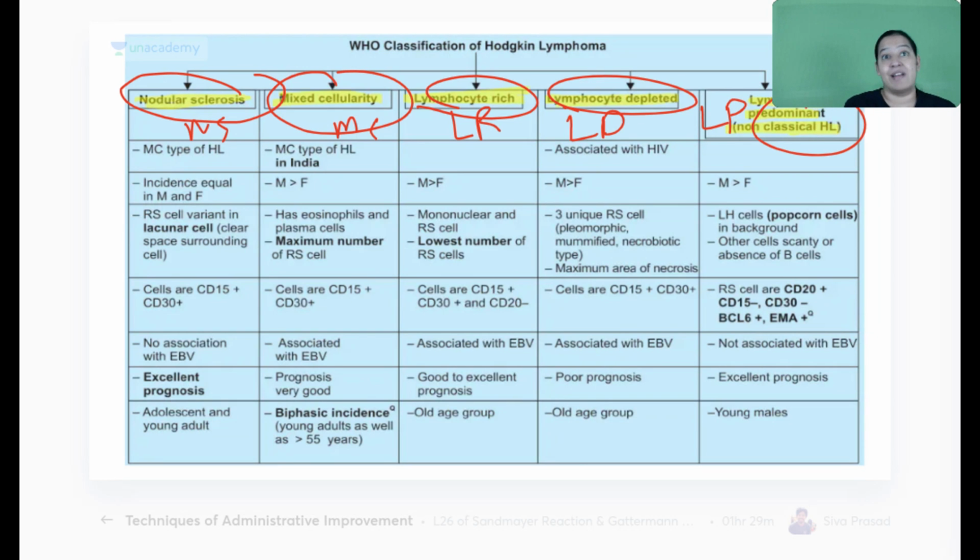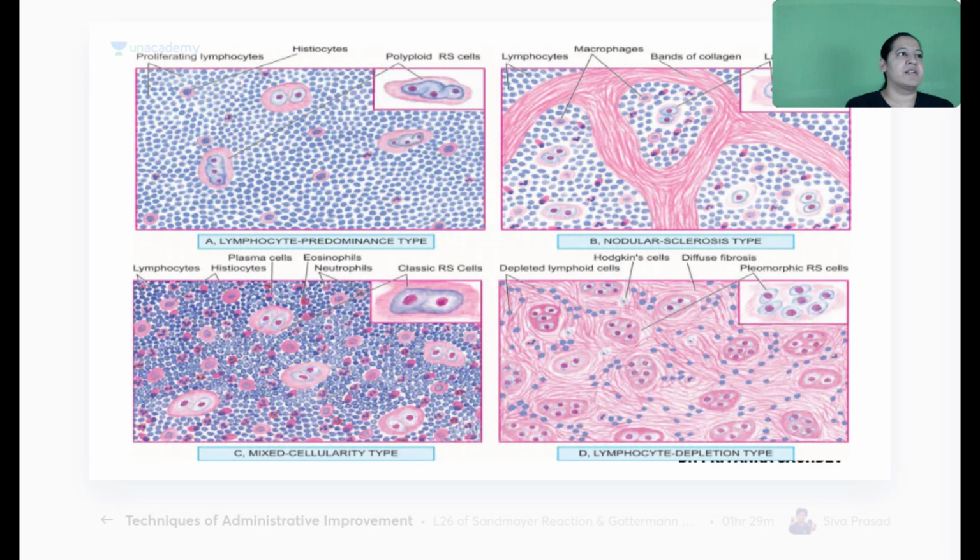All of them have RS cell, but different types of RS cell. The nodular sclerosis type has lacunar type of RS cell. Mixed cellularity and lymphocyte rich both have classical type of RS cell. Lymphocyte depleted has pleomorphic type of RS cell, and lymphocyte predominant has popcorn type of RS cell. You should know the various types of RS cell. Here in the diagram, you can see the 4 types of RS cell.